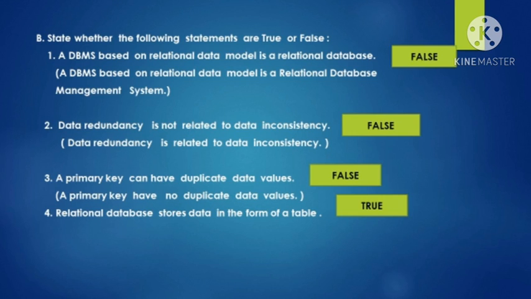system. Question number 2. Data redundancy is not related to data inconsistency. The statement is false. The correct statement is data redundancy is related to data inconsistency. Question number 3. A primary key can have duplicate data values. The statement is false. The correct statement is a primary key has no duplicate data values.